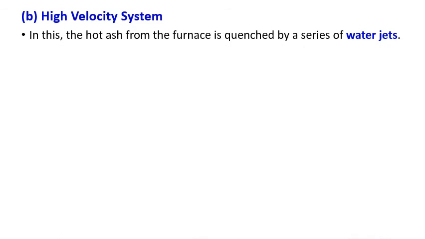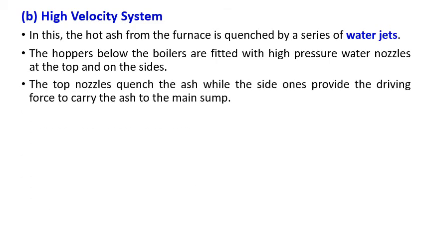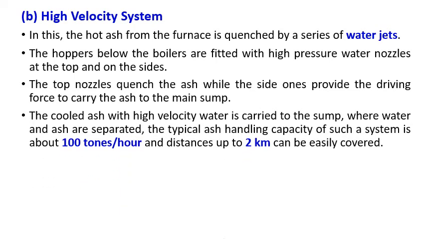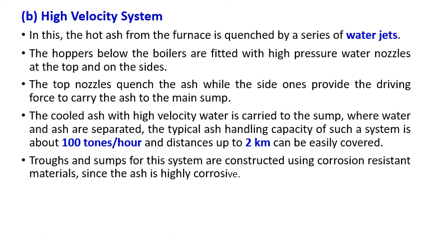In the high velocity system, the hot ash from the furnace is quenched by a series of water jets. The hoppers below the boiler are fitted with high pressure water nozzles at the top and on the sides. The top nozzle quenches the ash while the side ones provide driving force to carry ash to the main sump. The cooled ash is carried with high velocity to the sump where water and ash are separated. So this can be taken up to 2 kilometers.